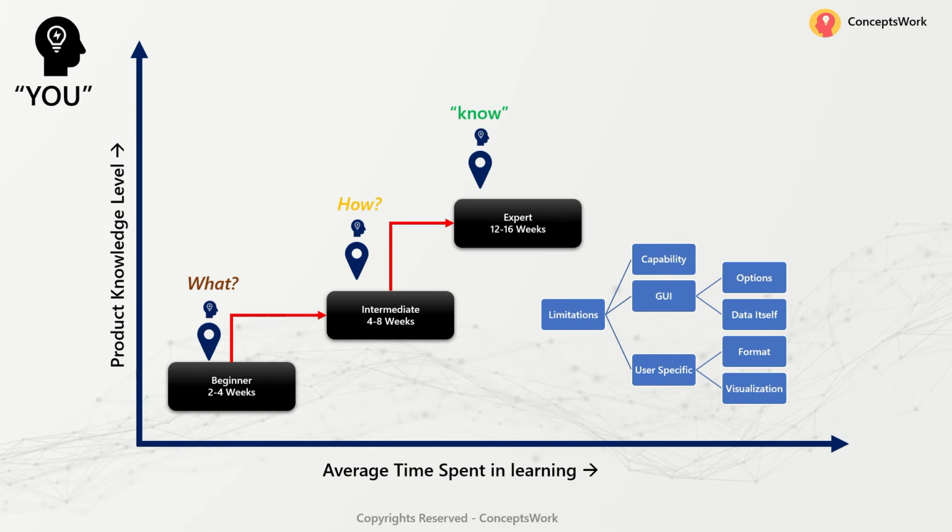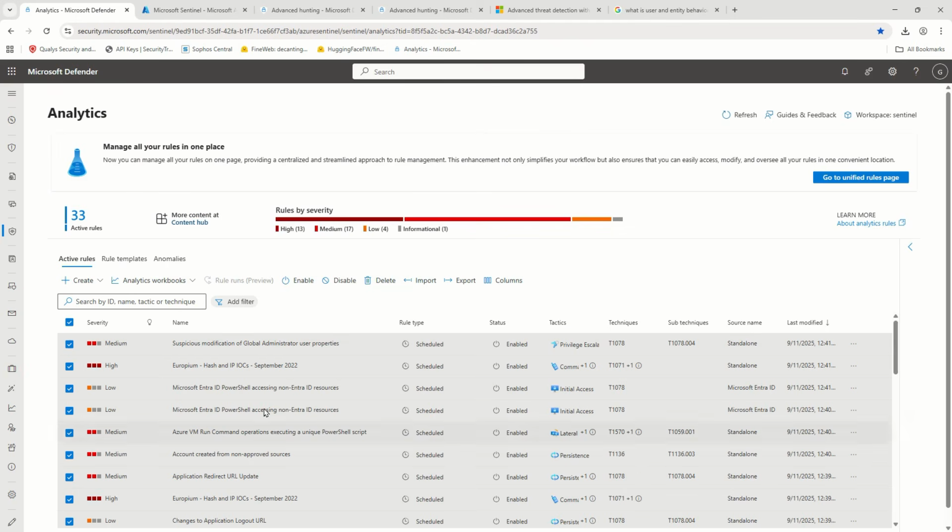For example, it doesn't matter which console you choose, be it Azure Portal or XDR Portal, there is fundamentally no option to extract all the analytical rules in a CSV format or in a report format.